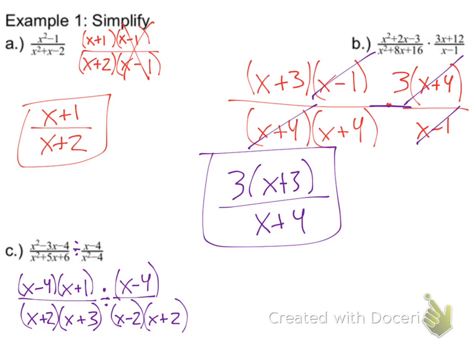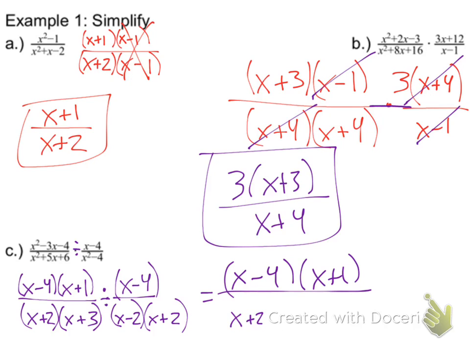So, say we are dividing, which means that the front half will stay exactly the same: x plus 2 and x plus 3. But then I'd multiply it by x minus 2, x plus 2, all over x minus 4. I'm thinking everybody's seeing where this is going. What cancels? The x minus 4s and an x plus 2.